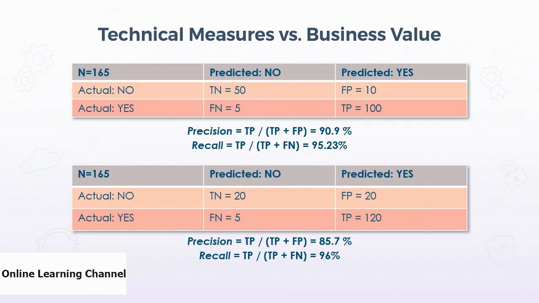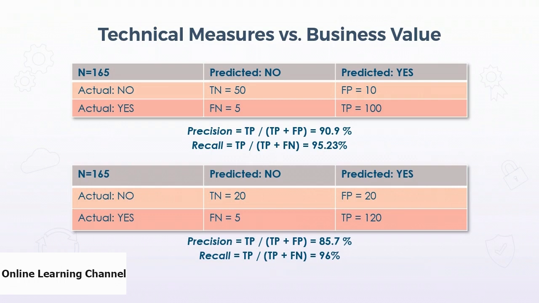Let's discuss the following case. For a churn prediction model, below is the confusion matrix. This gives us the following scores: precision equals true positive divided by true positive plus false positive, equals 90.9%. Recall is true positive divided by true positive plus false negative, which is equal to 95.23%.